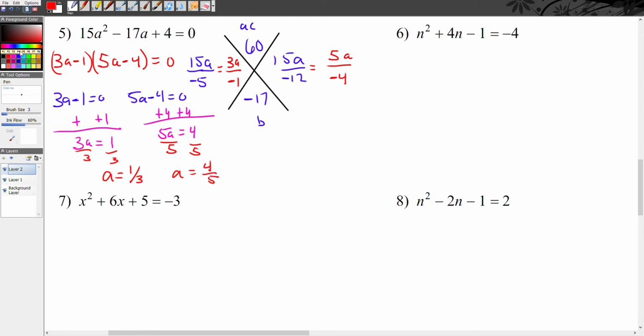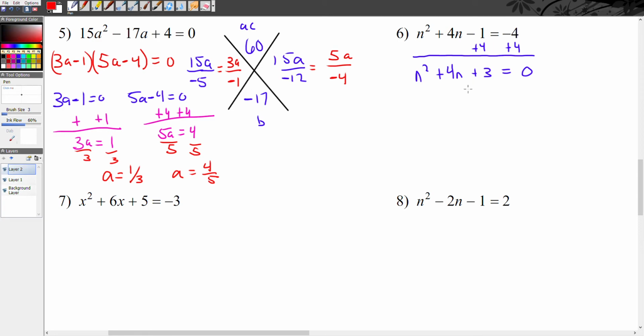All right, number 6. On this one, notice that the equation is not set equal to 0. So the first thing we need to do here is set it equal to 0. So I need to get rid of that negative 4 by adding 4 to both sides. Okay, so I have here n squared plus 4n, and negative 1 plus 4 is positive 3, and now that equals 0. Okay, so now let's factor.